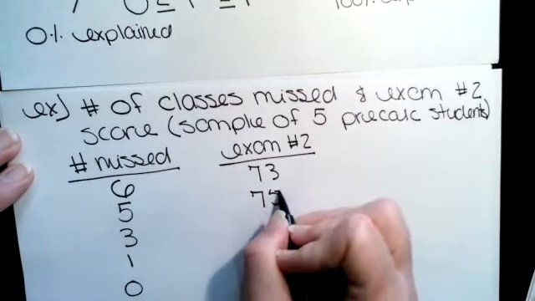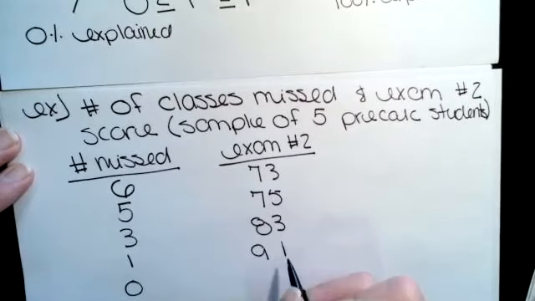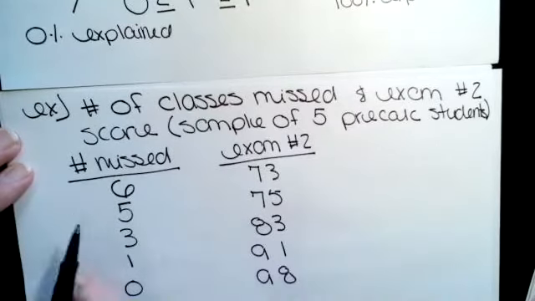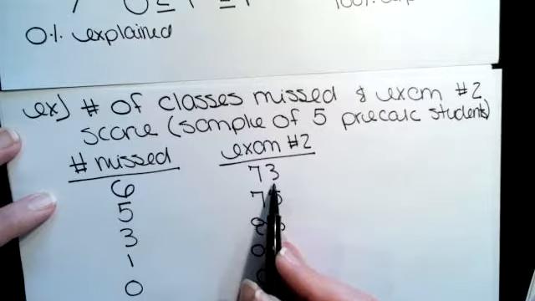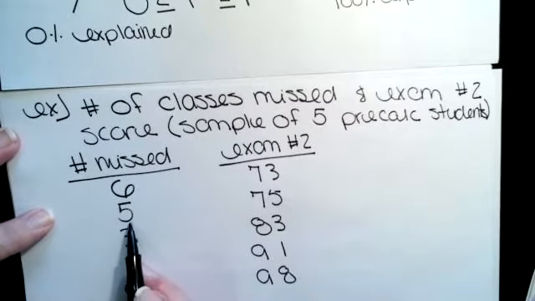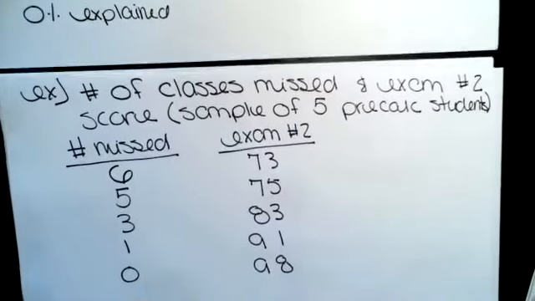Try to line them up. Now, just so you realize, individual 1 here missed 6 classes and earned a 73 on exam 2. Individual 2 missed 5 classes and earned a 75. So these are paired, right? It's paired data, X and Y.